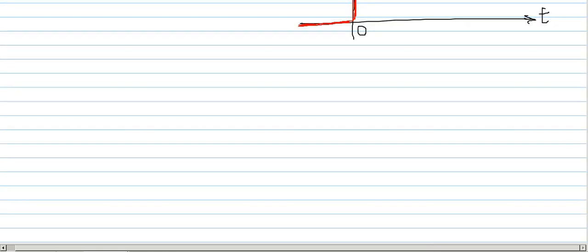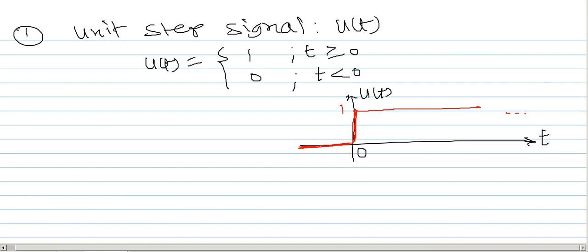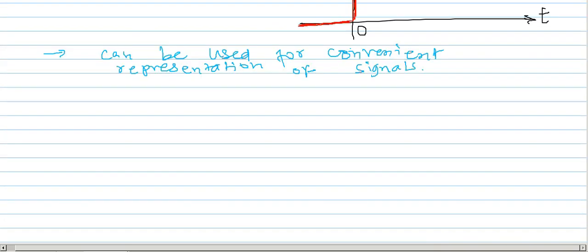Now the unit step signal is useful for the convenient representation of various signals. For example, causal signals are ones which are 0 for t less than 0. So a causal signal is one which is 0 for t less than 0 and it starts from t equal to 0.